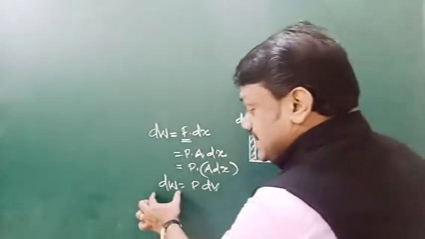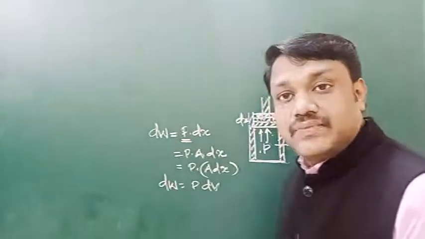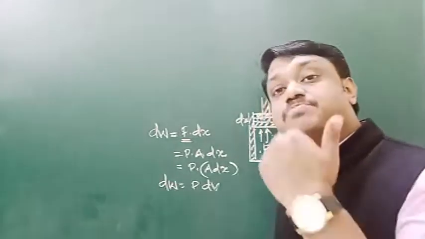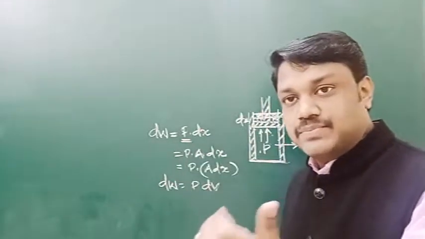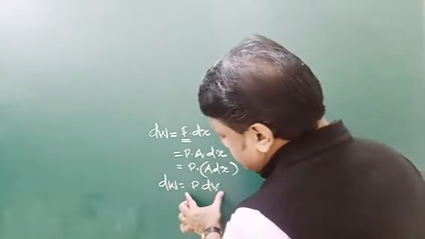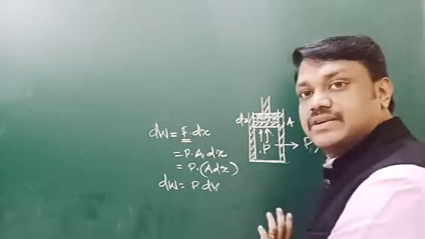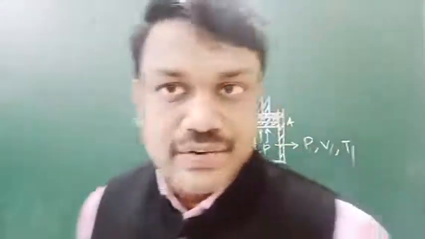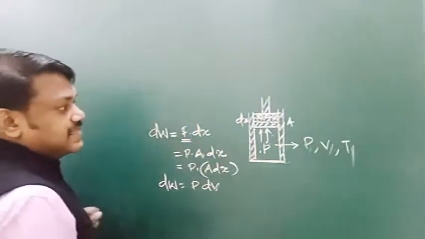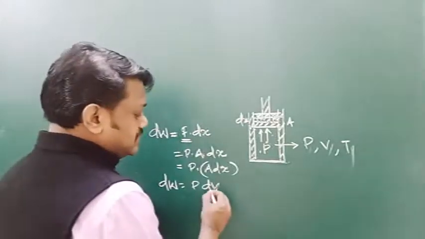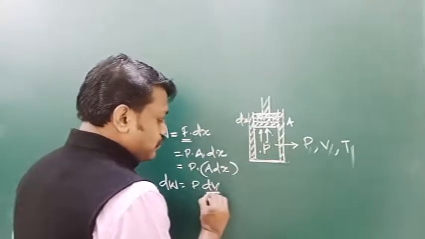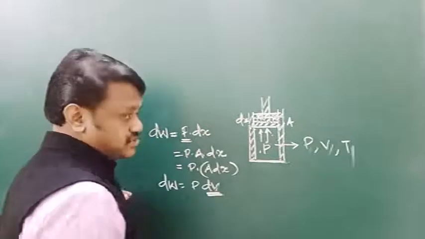This dW is the work done by the system to expand, which is pressure into change in volume. So we are saying that when the volume increases by dV, the pressure remains constant.